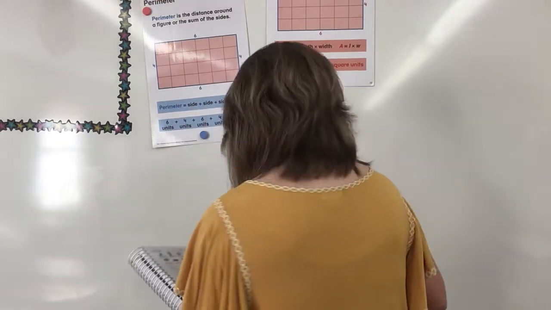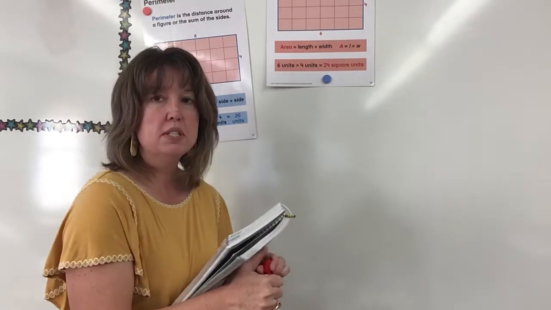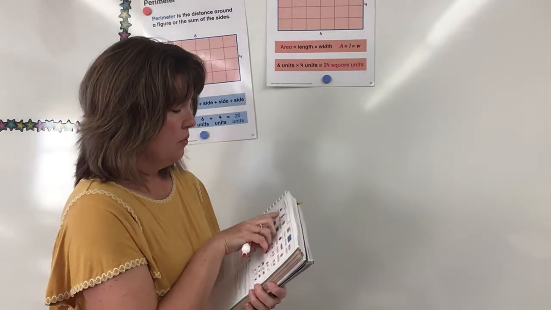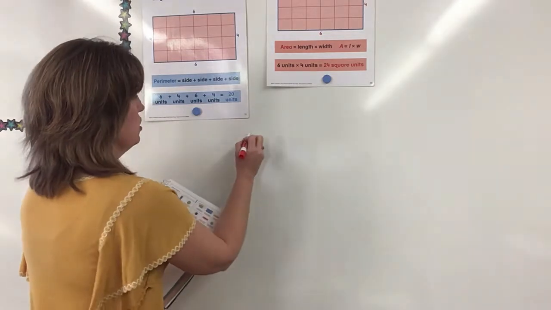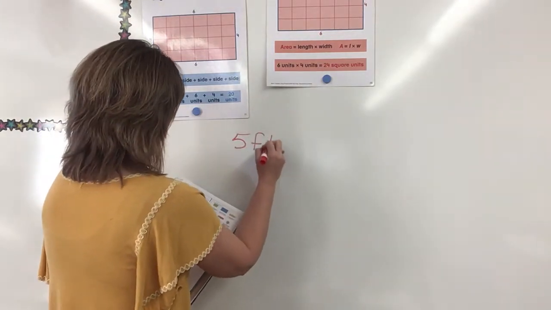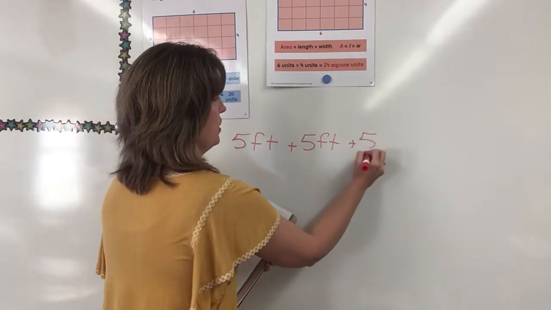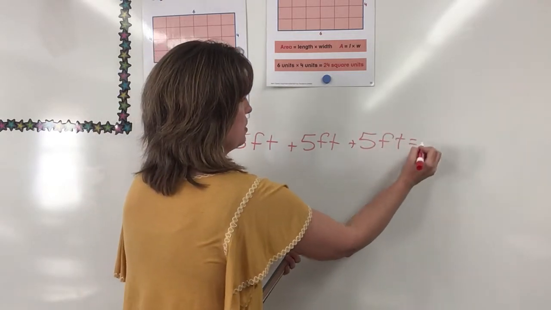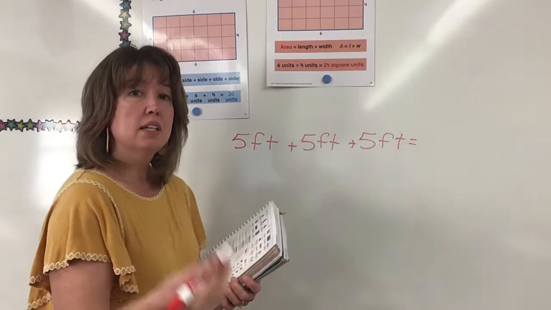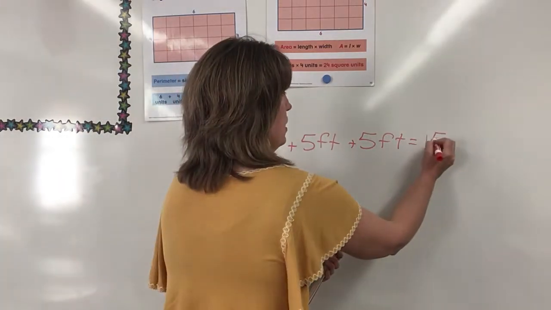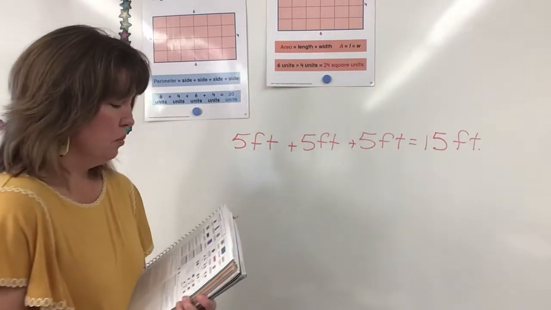Okay? So number 1, we've got a triangle. So we only need to add 3 sides. And it's a regular triangle, so they're all the same length. So 5 feet plus 5 feet plus 5 feet. What's 5 plus 5 plus 5? Or you could think of it as being 5 times 3 is 15 feet. Okay? Number 2.